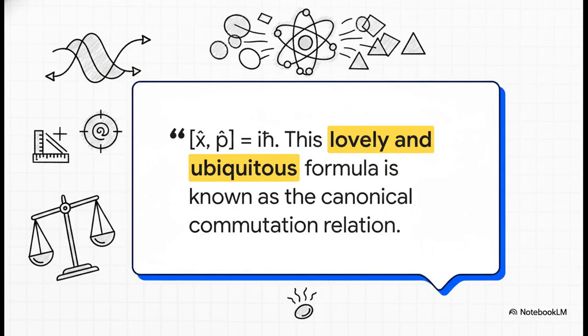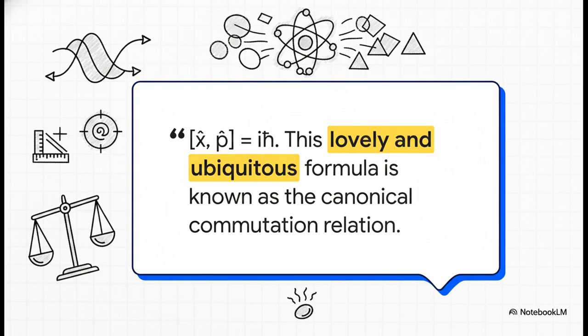The entire magic of this ladder operator method comes from one single fundamental relationship. It's the relationship between the position operator, x hat, and the momentum operator, p hat. It's this formula right here, which Griffiths calls the lovely and ubiquitous canonical commutation relation. The commutator of x and p, which is just a shorthand for x hat times p hat minus p hat times x hat, it isn't zero. It's equal to this constant, i times h bar.